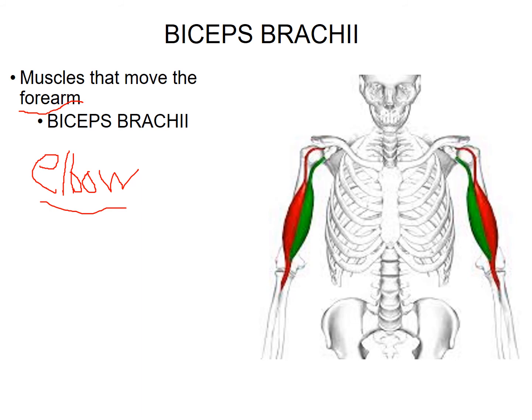And that's it. That's what the biceps brachii does. Once again, it's called biceps because it has two origins and it also has two what we call bellies of the muscle. So you can see one origin here in red and then another one in green right there. And brachii referring to the brachial region.